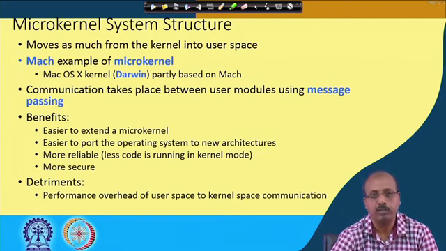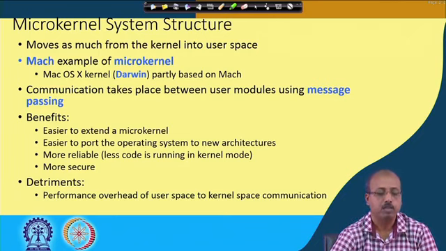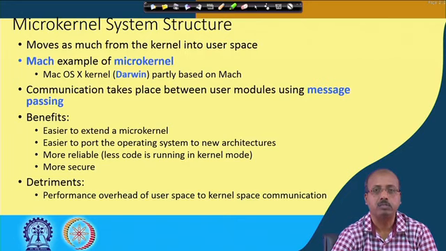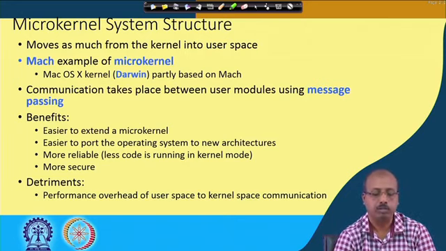Now, if most of the functions are moved to the user space, then this kernel switching will not be required. So, the process blocking will be less. Mach is an example of a microkernel. The Mac OS X kernel is partly based on Mach. Communication takes place between user modules using message passing. So, this simple message passing mechanism is used for communication between modules.